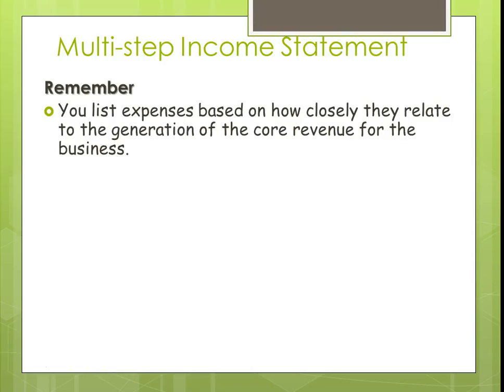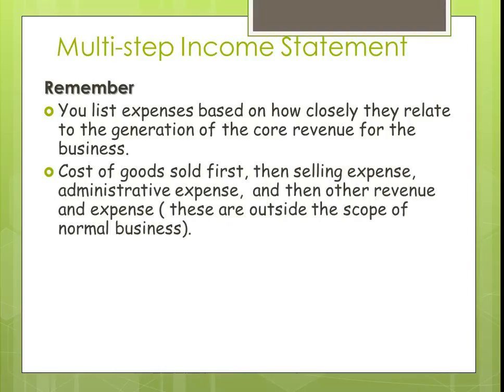So some things to think about when you're doing the multi-step income statement is you always list expenses based on how closely they relate to the generation of the core revenue for a business. You would show cost of goods sold, then selling, then administrative, and then other, in that order on the income statement for the multi-step.